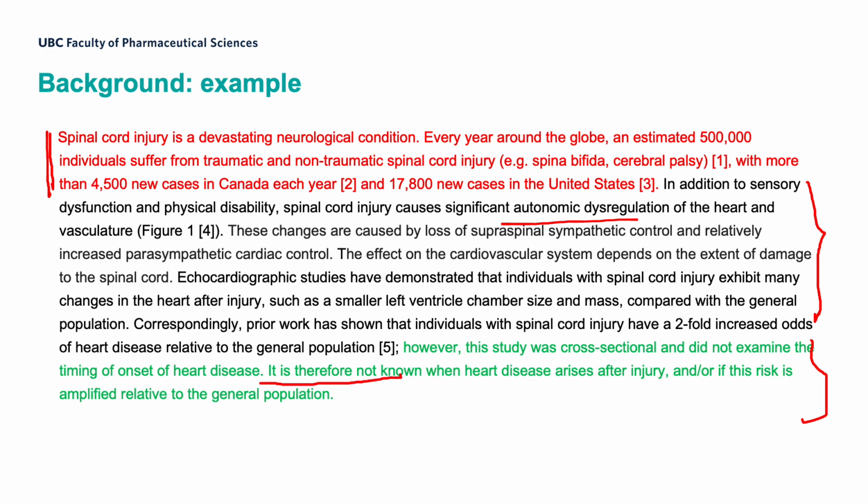It says, it is therefore unknown that blank. In this case, it is therefore not known when heart disease arises after injury and/or if this risk is amplified relative to the general population. Obviously, you will have a specific and very different knowledge gap, but I think it's really nice to just spell out exactly for the reader, especially with a multidisciplinary panel who may not be familiar with this type of research, exactly what is unknown. So I always use this phrase in my grant proposals and scholarship applications: it is therefore unknown that blank.